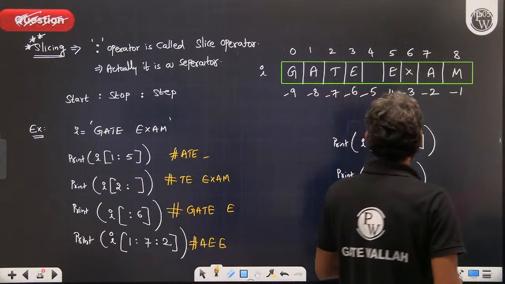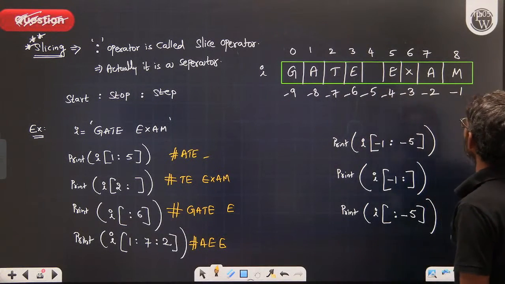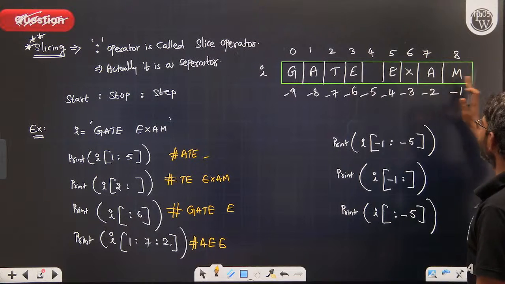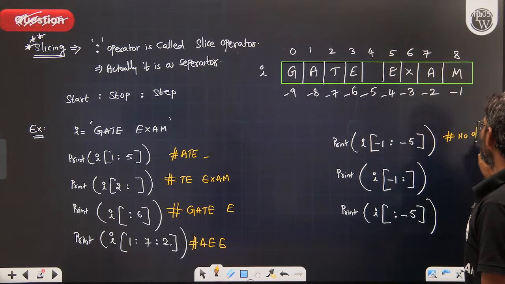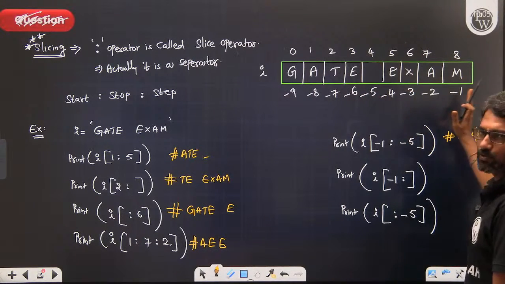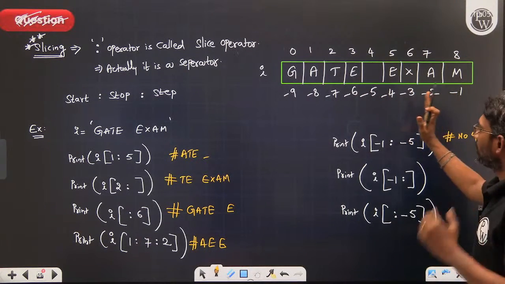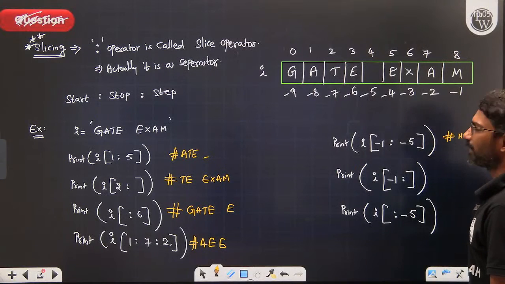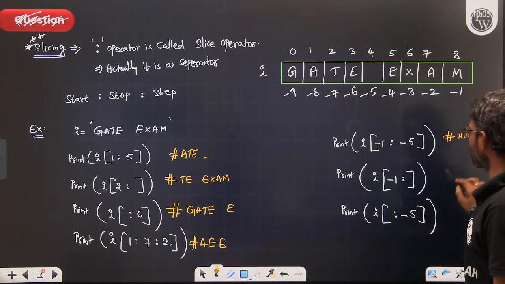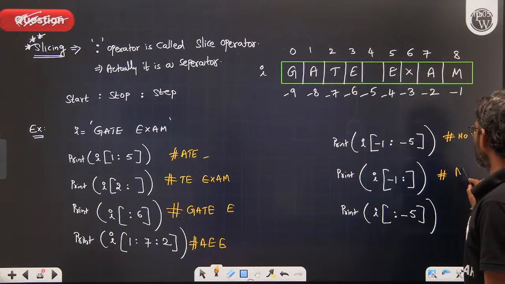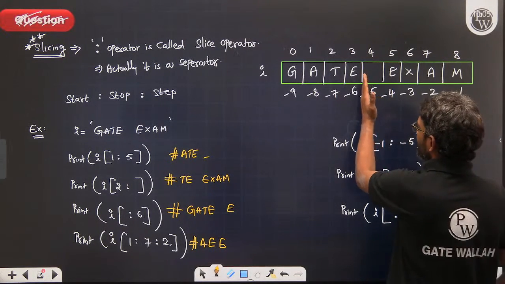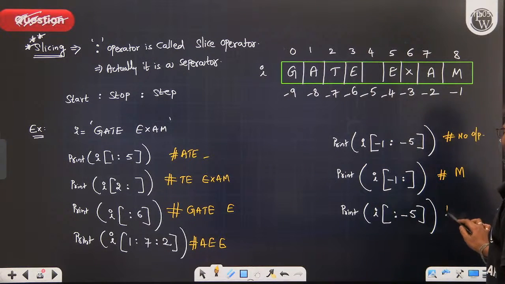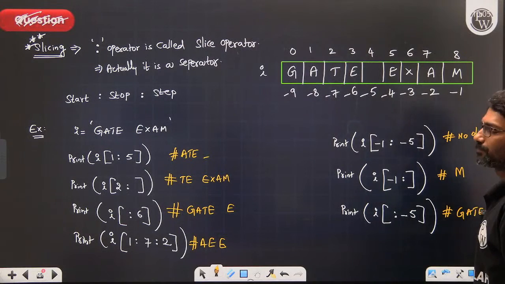Here -1 to -5. From -1 there is nothing to go, so it has no output. It should be actually -5 to -1. So here from -1 nothing. Now from -1 onwards, whatever is there you print. So it prints only M. Now up to -5 you print. So you will get what? GATE. Like this.